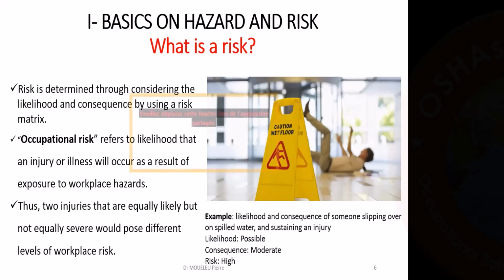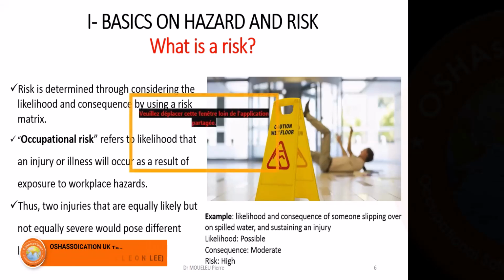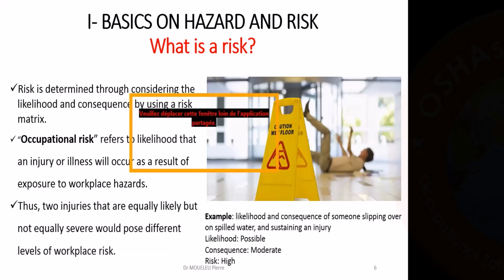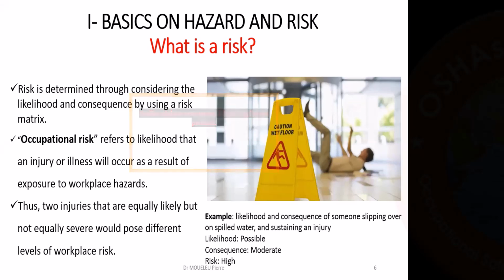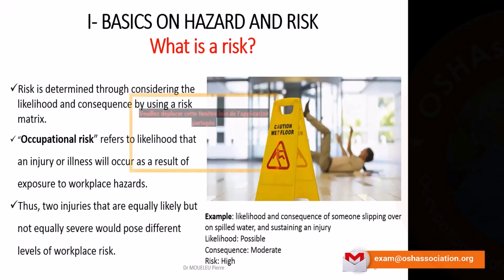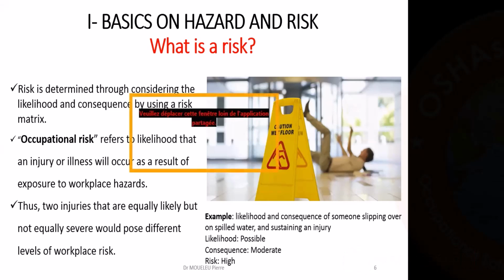So when you have to assess risk, you ask yourself, what is the likelihood and also what is the severity or what is the consequence of the risk. By taking those two elements, you will be able, by drawing maybe a table, to analyze the risk and to know its level. The example, likelihood and consequences of somebody slipping on the spilled water and sustaining an injury. There the likelihood will be possible, consequence moderate, and the risk is high. While going to the risk assessment, we will see exactly how to have this, to know exactly what is to be considered as the level of the risk.